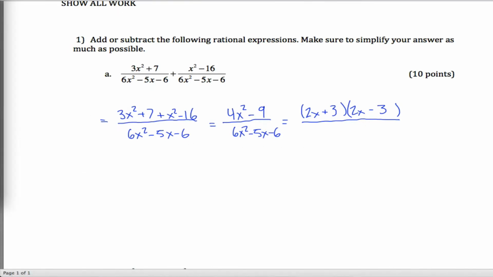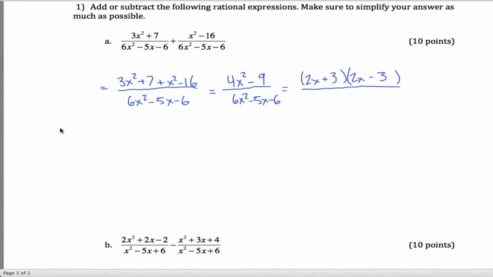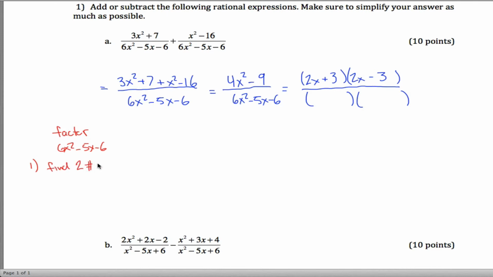The denominator, a bit more work to factor that one. So much work that I'm going to do it off to the side. Down here, I'm going to try to factor 6x squared minus 5x minus 6. There's a couple different ways to do this. There's this guess and check method where you kind of just jump straight to the final answer over here. I'm not going to do that. I'm going to do this 4-step process. First step in this 4-step process is to find 2 numbers that add to the coefficient on your linear term, in other words, negative 5, and multiply to the product of your leading coefficient and your constant term.